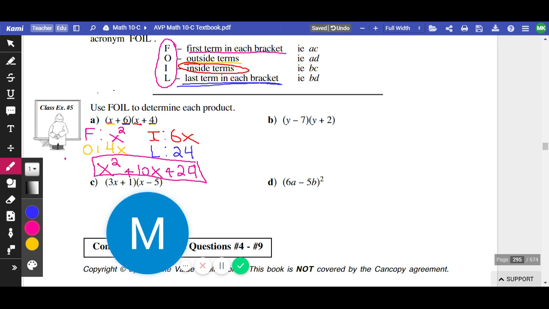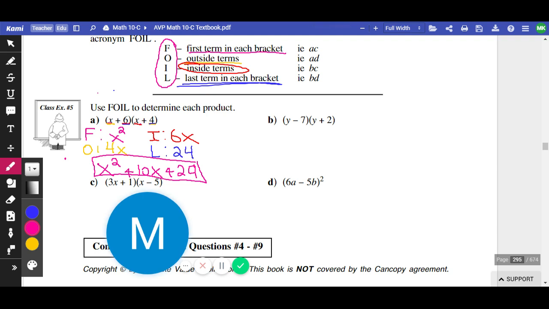Anyways, if you're getting help from your parents, there's a good chance they've heard of or know FOIL. It's been around forever, and for whatever reason, it just keeps sticking around. In reality, it's just distribution, right? First term gets distributed in, outside term gets distributed in, inside term gets distributed in, and the last term gets distributed in. It's the same thing, just a fancy way of saying distribution.